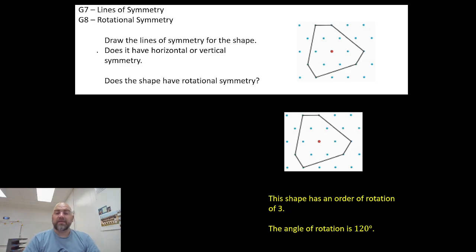Now, it can sometimes be tough to visualize this, but it's important that we take a look and see if we can figure out what kind of rotation or symmetry these shapes might have. That's part of what this lesson is all about.